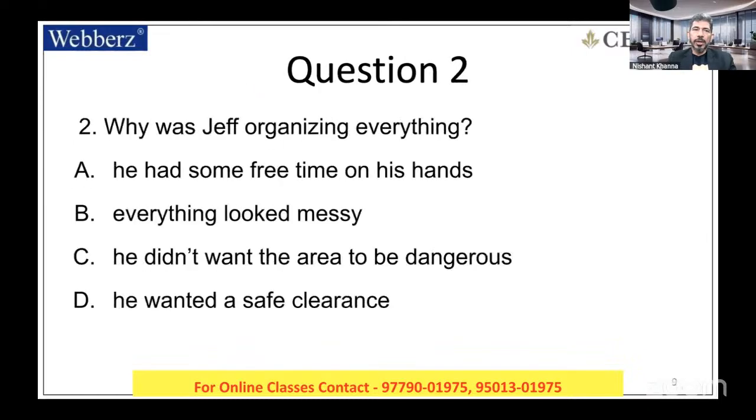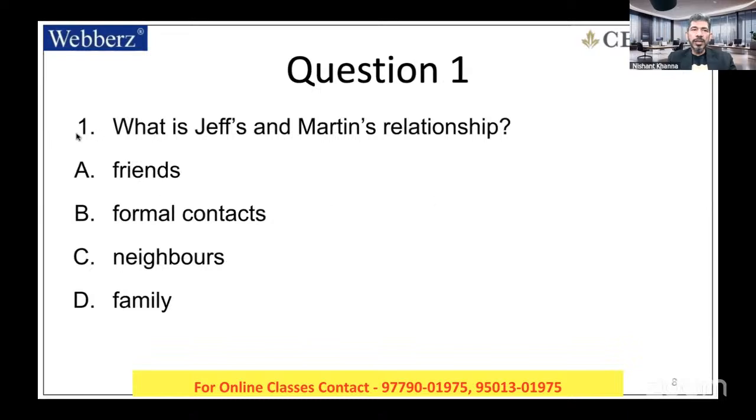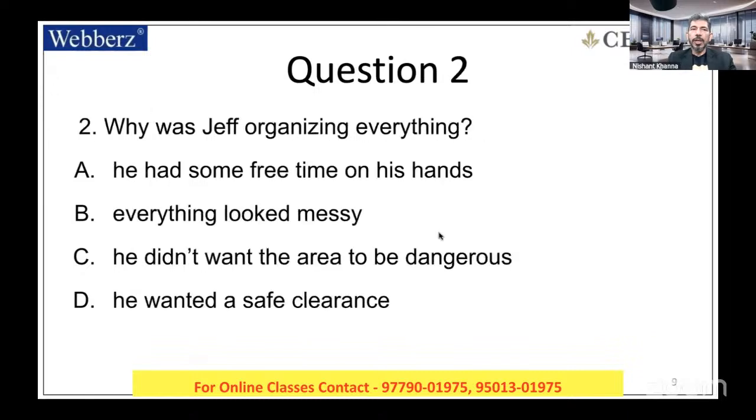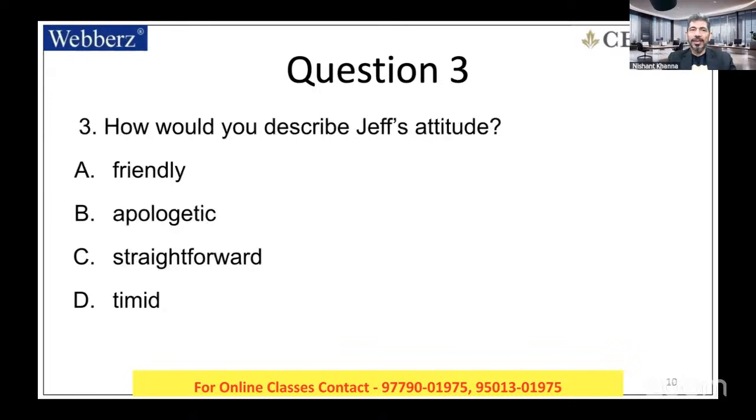So what is the relationship of Jeff and Martin? Definitely, they are neighbors. They have a common garage and they are neighbors. My next question. Why was Jeff organizing everything? So he had some free time on his hands. How would you describe Jeff's attitude? That's apologetic. Apologetic. He was sorry for it.